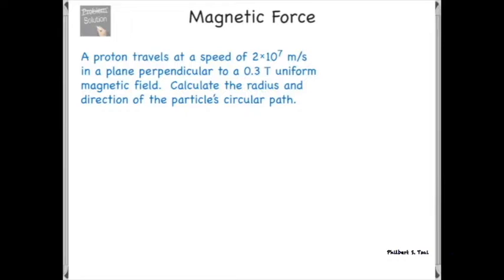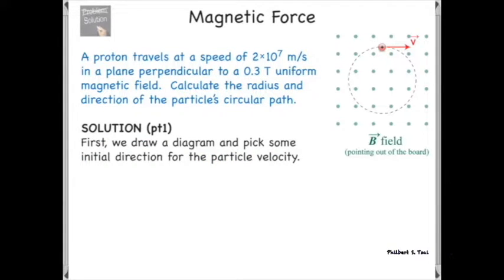All right, let's work through an example that illustrates the circular motion that occurs when a charged particle moves through a uniform magnetic field. Let's consider the case of a proton traveling at a speed of 2 times 10 to the 7 meters per second in a plane that's perpendicular to a uniform magnetic field that has a magnitude of 0.3 Tesla. What we want to do is calculate the radius and the direction of the particle's resultant circular path here.